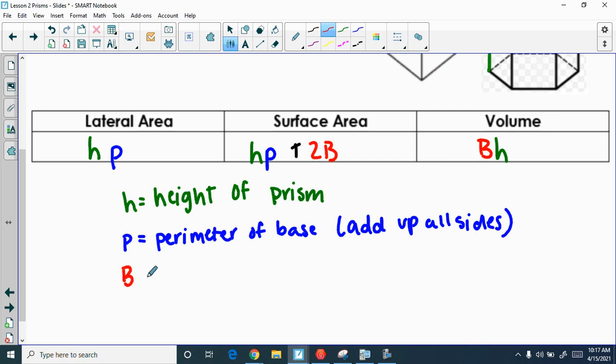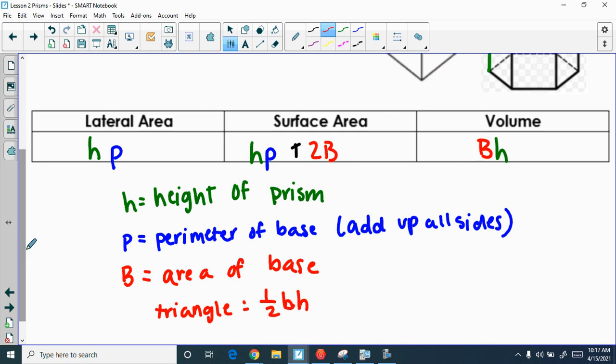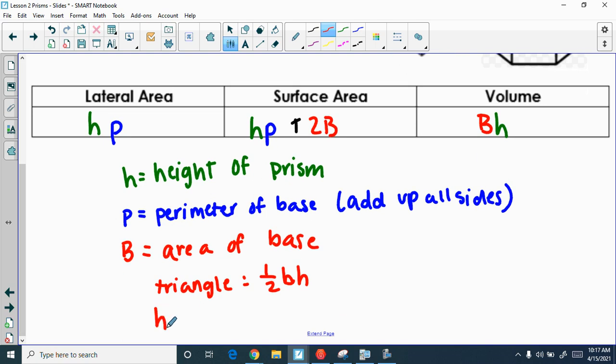And then we've got big B, which is area of the base. Now this will be different depending on which shape we have. So if we have the triangle, our area is going to be 1/2 base times height. If we have the hexagon, you look on your formula sheet, we're going to use the first one. It's going to be 3 square root of 3 over 2 times the side squared. Okay? So again, it depends on which shape we're looking at for which base we need.